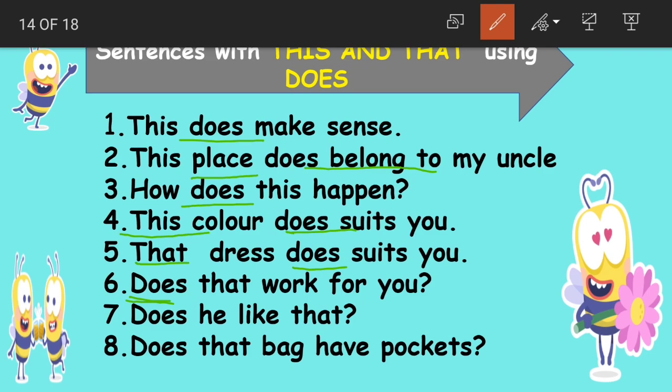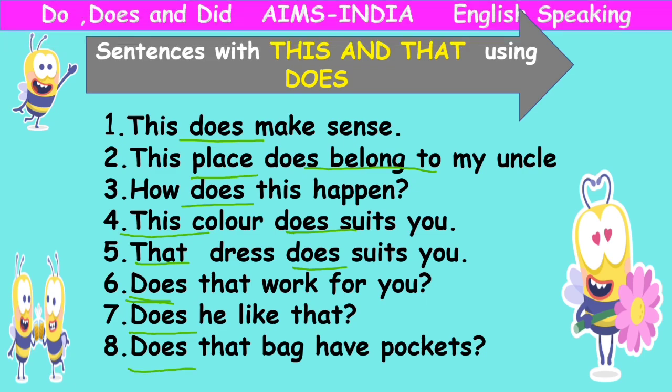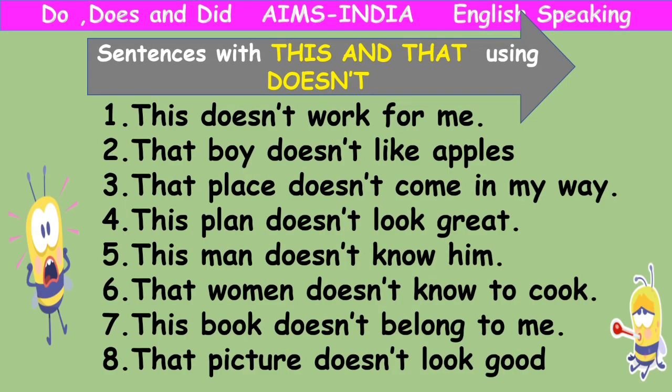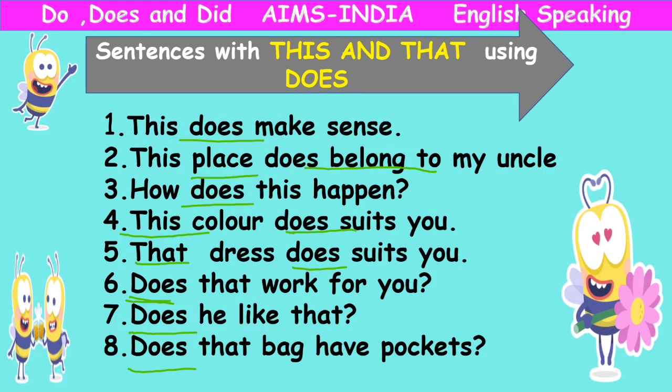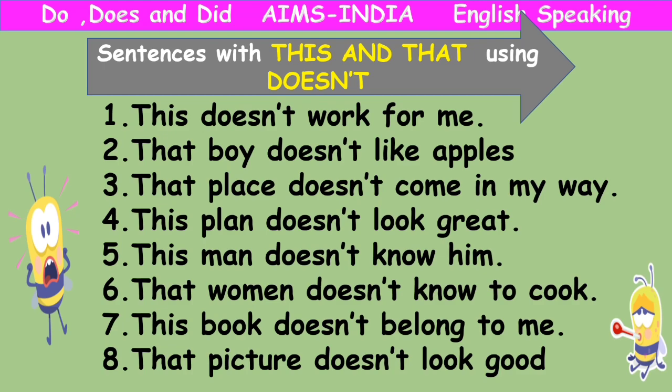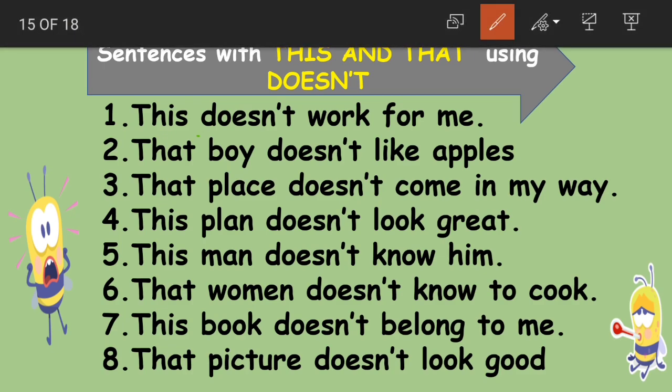Any plan, anything. Does he like that? Does that bag have pockets? Okay, children. So like this. And now sentences with this and that using does not. Does not. So this does not work for me. So that boy does not like apples.